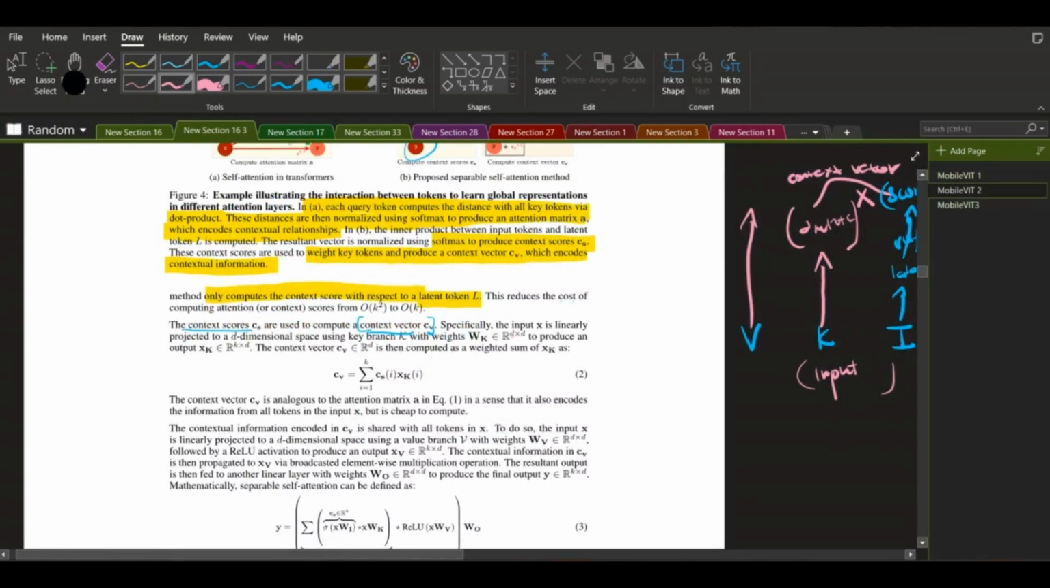I'm going to repeat this. The context vector is analogous to the attention matrix in the sense that it encodes the information from all tokens in the input, but it's cheap to compute. The contextual information encoded in CV is shared with all the tokens in X. To share the information across all the tokens, you need this V. That's the intuition. So the input X is linearly projected to d-dimensional space using V. You have this context vector, but you need these tokens, so that's why we needed to project this and apply ReLU and so on. I think that's all, to be honest.